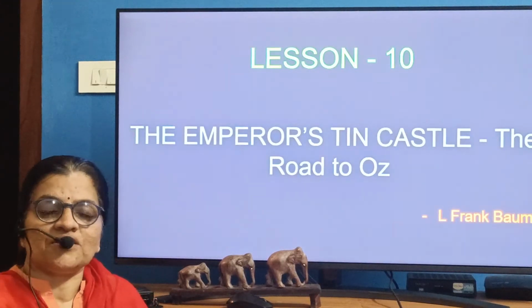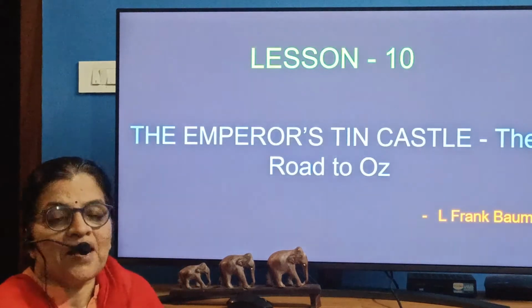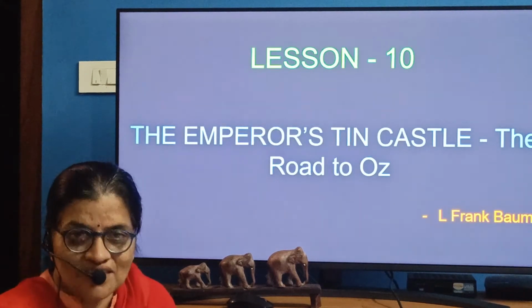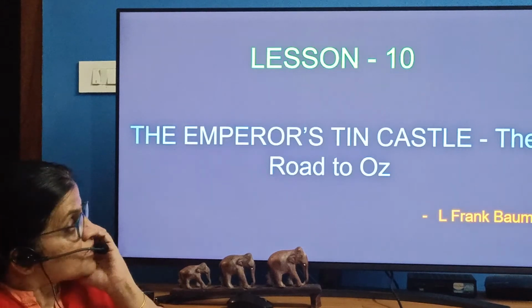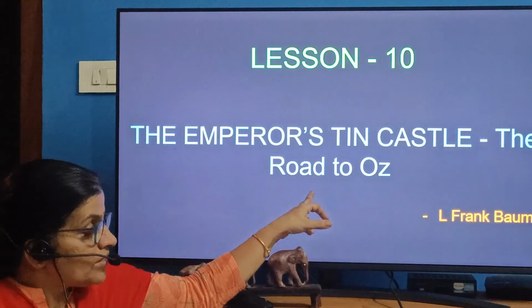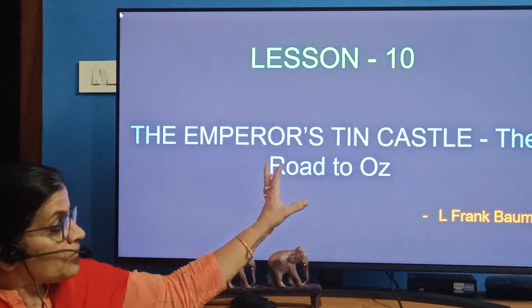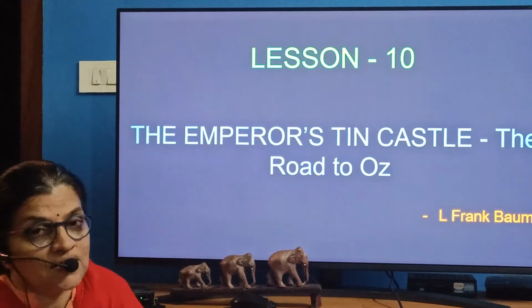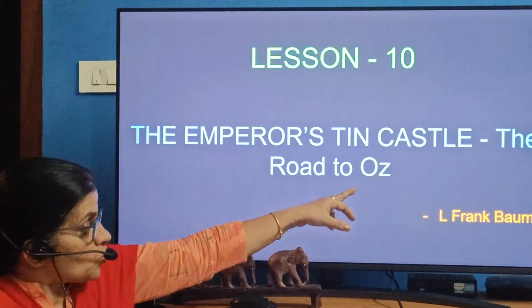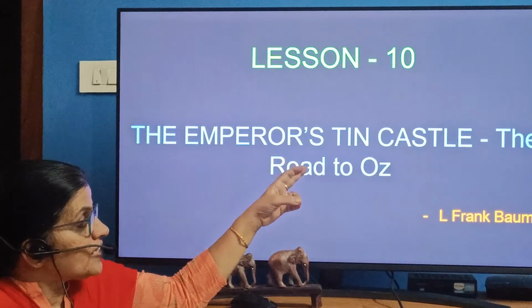So today I am going to take a new chapter, that is The Emperor's Tin Castle. It is a story from The Road to Oz, written by L. Frank Baum. It is one of the stories adapted from The Road to Oz. The name of the lesson is The Emperor's Tin Castle.